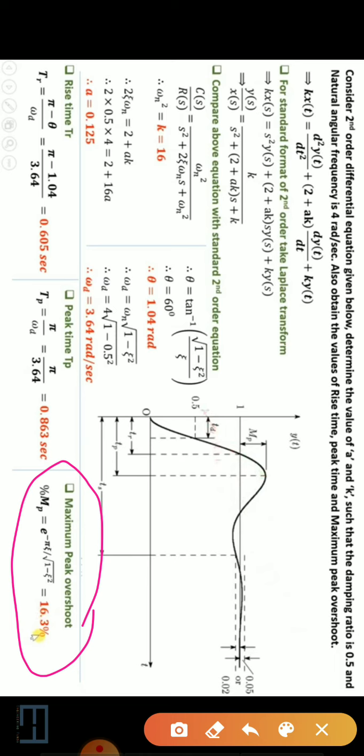Then maximum peak overshoot, that is percentage Mp, that will be in terms of percentage, so multiply with 100. The formula for maximum peak overshoot is e to the power of minus pi zeta divided by root of 1 minus zeta square. So zeta is 0.5, pi is 3.142. When you calculate it, you will get 16.3.